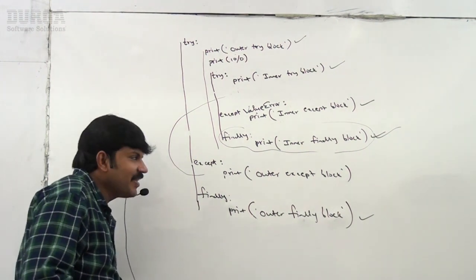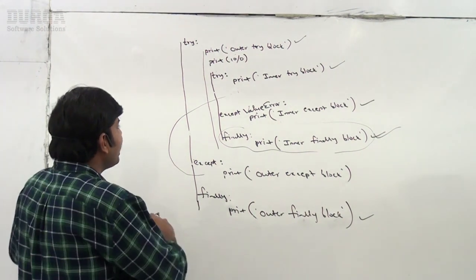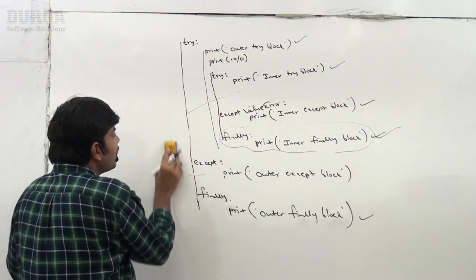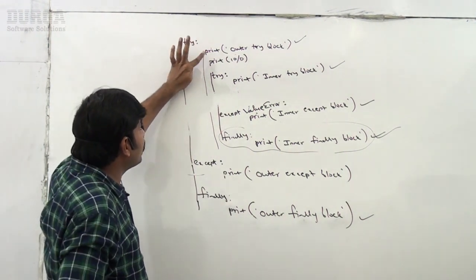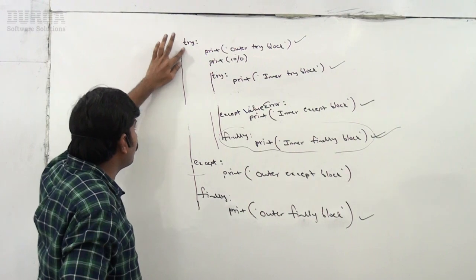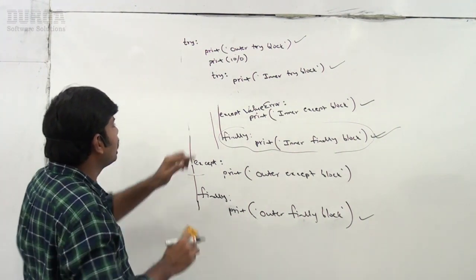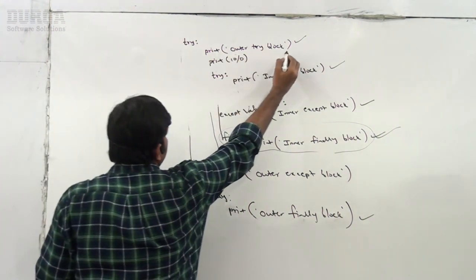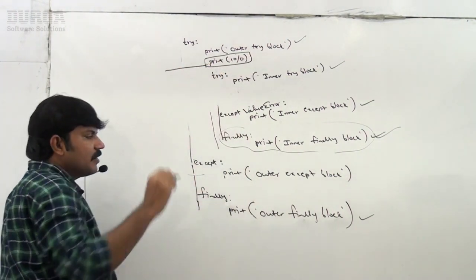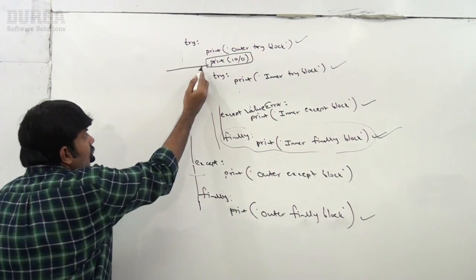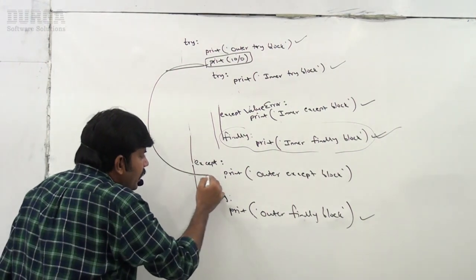Dangerous thing, take very special care. Where is the exception rising, sir? Can you please spell out where the exception is rising? Inside the outer try block, the exception is rising, sir. So in the outer try block, here the problem is coming. Immediately the control will go to the except block.